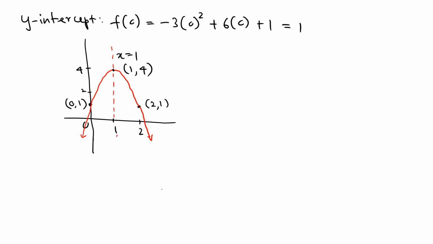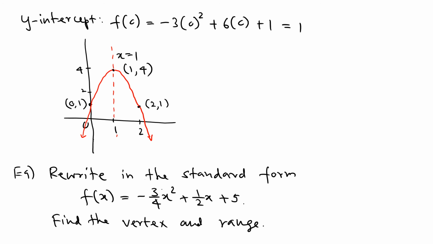Okay, let's do another problem. So how about this one? The problem says rewrite in the standard form f(x) equals negative 3/4 x squared plus 1/2 x plus 5 and find the vertex and the range. So you have to find the range also.